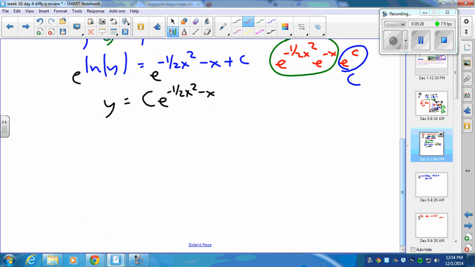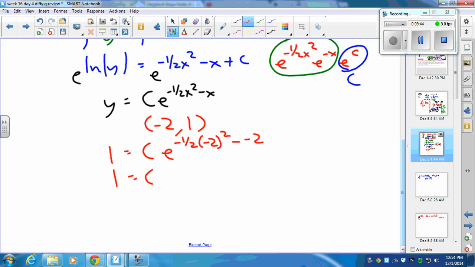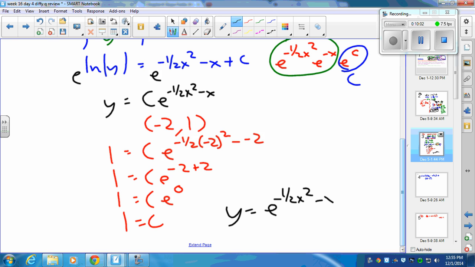So now I'm going to plug in -2, comma 1. I get 1 equals ce to the -1/2 -2 squared minus -2. And I'm going to get 1 equals ce to the -2 plus 2. 1 equals ce to the 0. 1 equals c. So then now I have my guy as y equals e to the negative 1/2 x squared minus x.